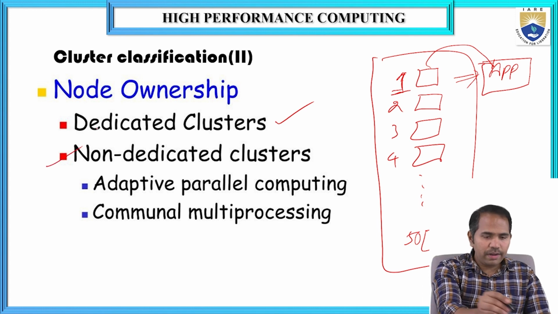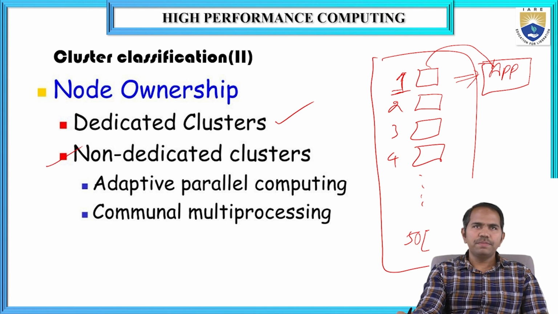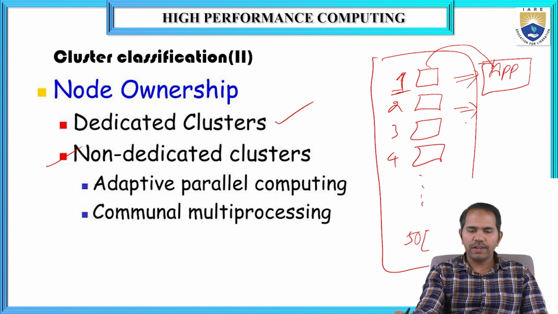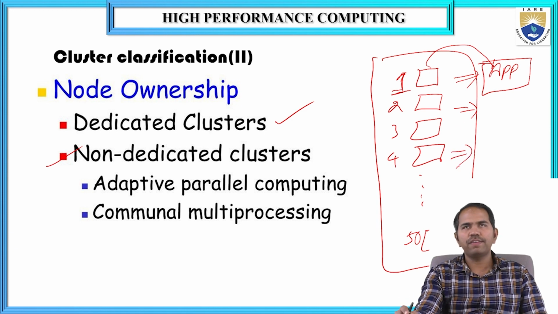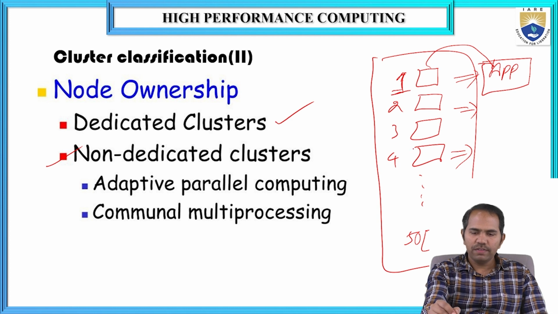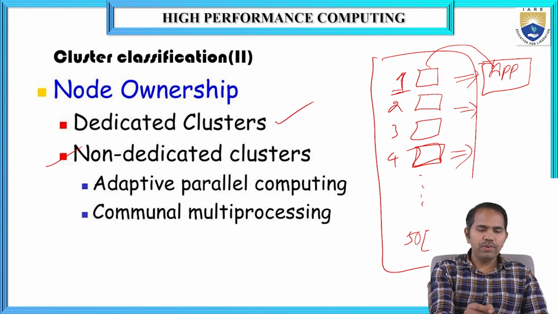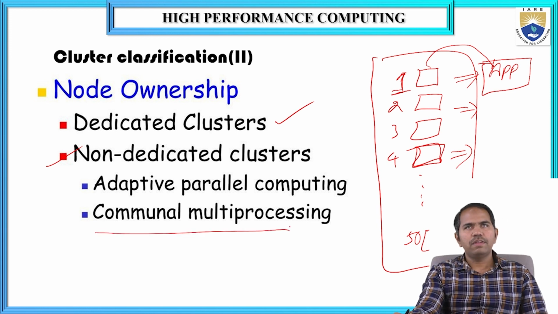And the second thing is non-dedicated clusters. This is for sharing or multi-purposes. For example, I use the fourth node for sharing resources or multi-purposes. So the type of node is non-dedicated, in the sense of sharing the content and resources, such as adaptive parallel computing and communal multiprocessing. So under node ownership we have seen two types: dedicated clusters and non-dedicated clusters.